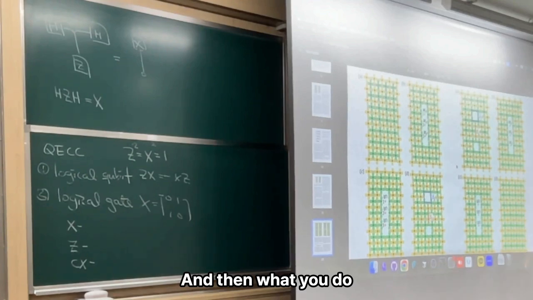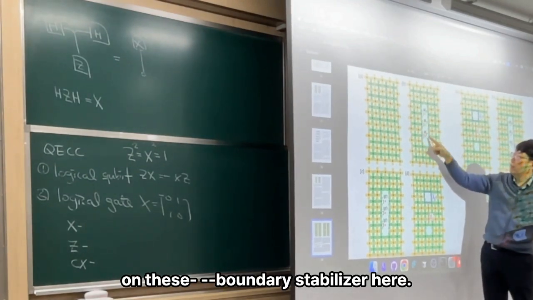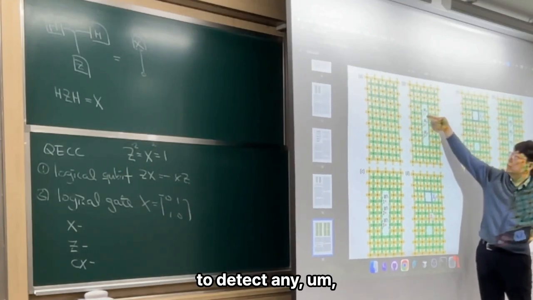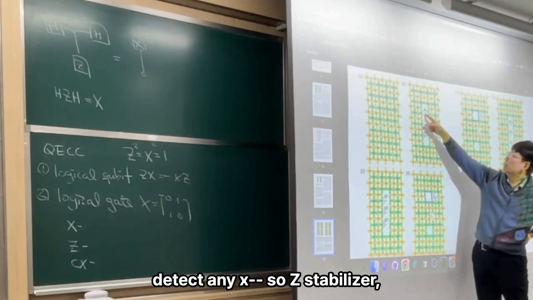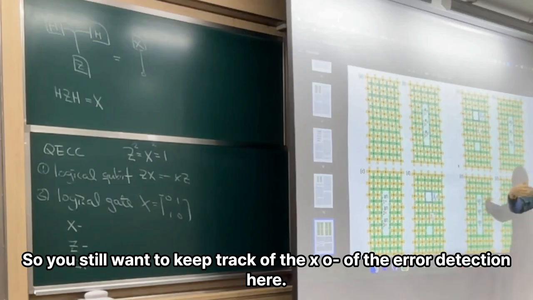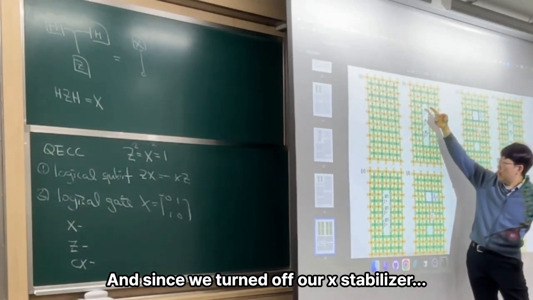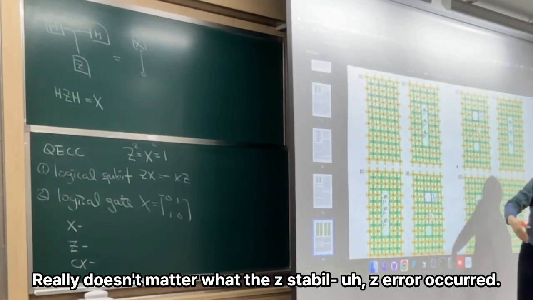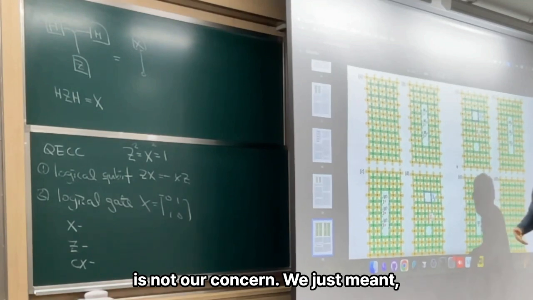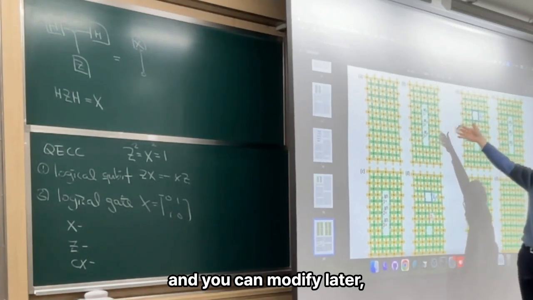And then what you do is you want to take a measurement on these boundaries' stabilizers here. So there are 6 boundary stabilizers here to detect any X error on these data qubits. Okay, so you still want to keep track of the X error detection here. And since we turned off our X stabilizer, it really doesn't matter what Z error occurred. So Z error is not our concern. We just want to detect X error. And then if you had an error, you can modify it later.